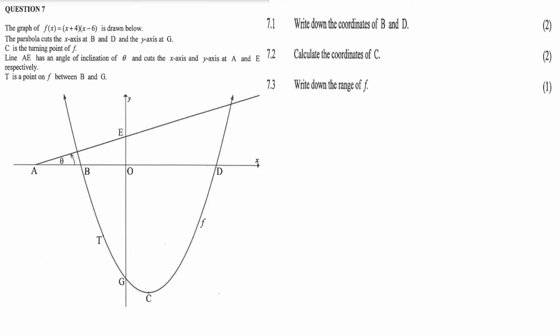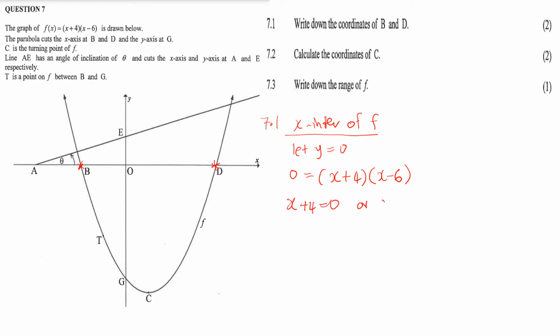So 7.1 says write down the coordinates of B and D. Can you see B? Yes, B, and this is D. These are the x-intercepts of f. How do we get the x-intercept? We let y be equal to 0 and solve for x. So it's (x + 4)(x - 6) equated to 0. By the zero factor rule, x + 4 = 0 or x - 6 = 0. Then x will be -4 or x will be 6.